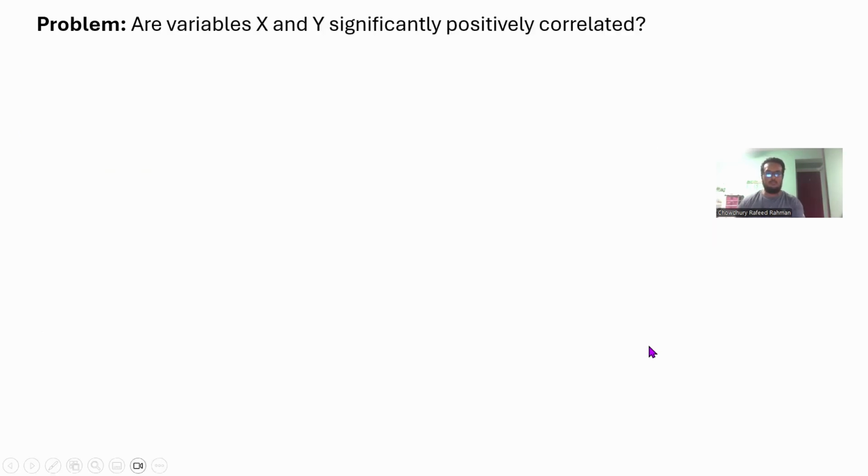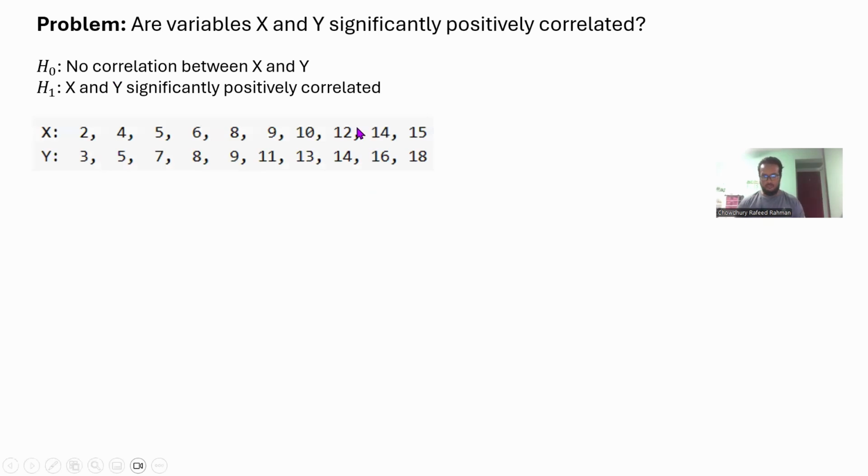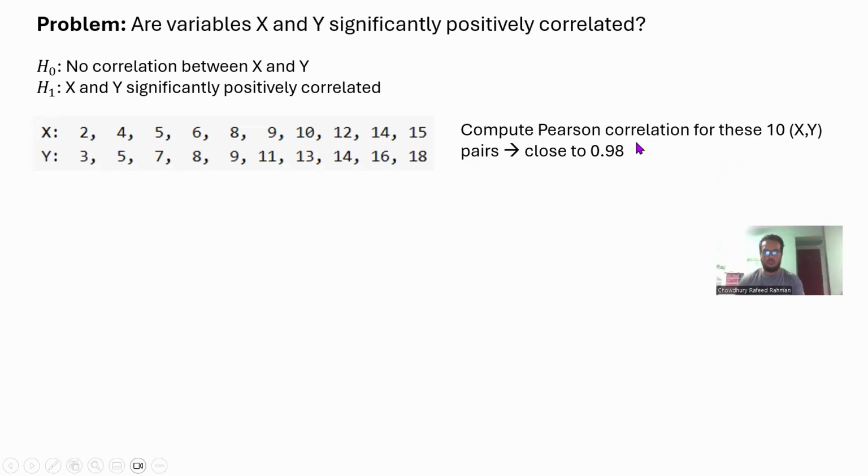The next example is a very different type of example, where we try to get the correlation between x and y variables. The question is, are variables x and y significantly positively correlated? In order to answer this question, first of all, let's get our hypotheses. No correlation between x and y is the null hypothesis, and x and y significantly positively correlated is our alternate hypothesis. This is our data, x and y. So 2, 3 is a pair, 4, 5 is a pair, 5, 7 is a pair. There are 10 pairs. So we can easily calculate the Pearson correlation coefficient.